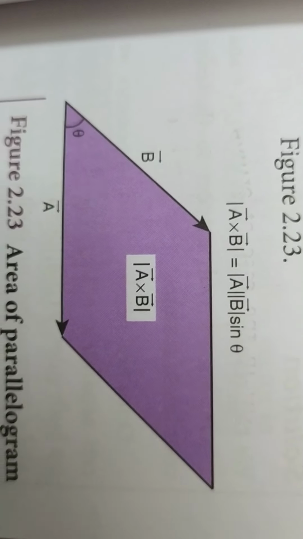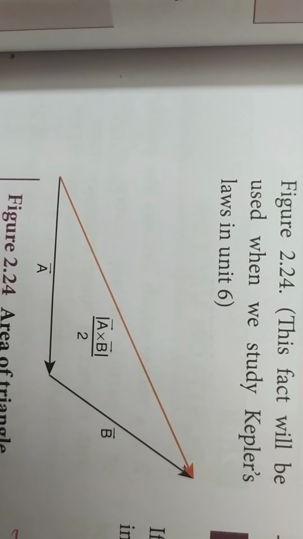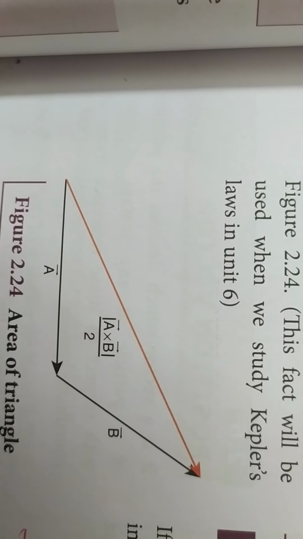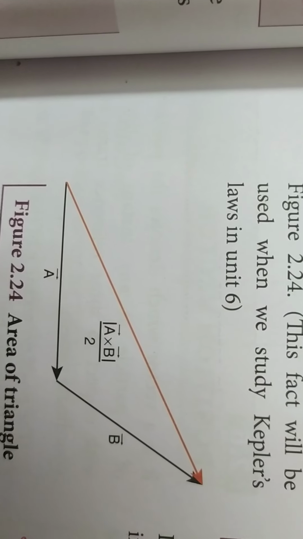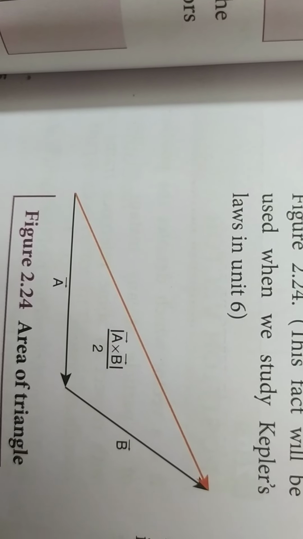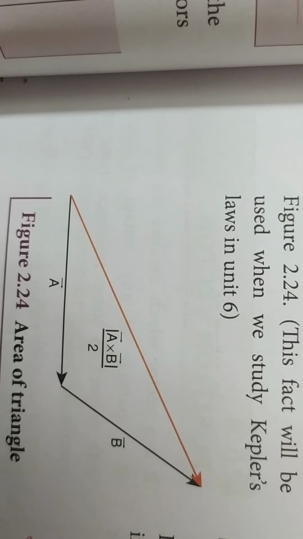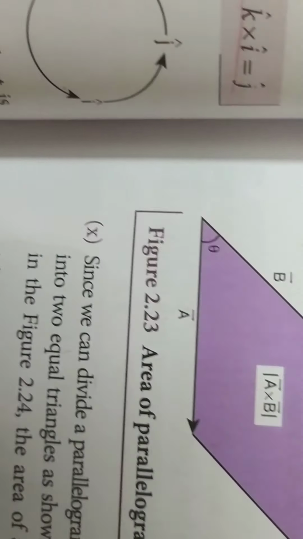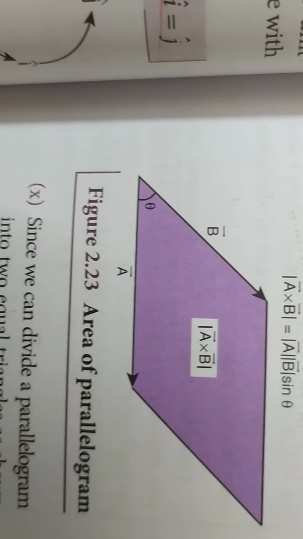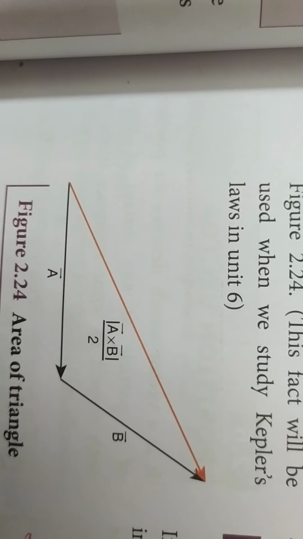And similarly, if you take A vector and B vector as two sides of a triangle, then the resultant is the opposite side. Suppose you complete the triangle, then the area of the triangle will give you A vector cross B vector by 2, because it is half of the parallelogram. Here in the parallelogram, the full area is A vector cross B vector. Here it is only half the parallelogram. So A vector cross B vector divided by 2.